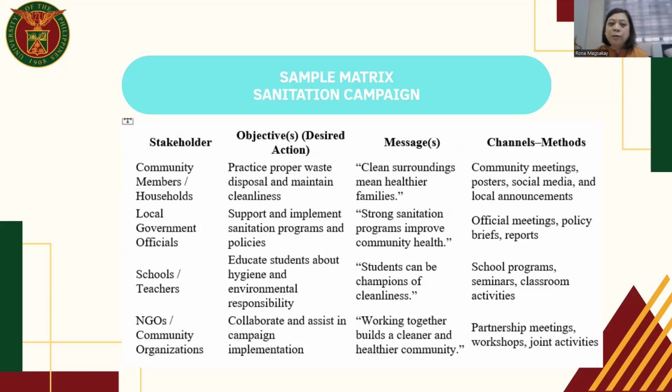Another stakeholder, NGOs, community organizations. Your objective here is to collaborate and assist in the campaign implementation. This is your message. Working together, build a cleaner and healthier community. And the channel methods that you can use with this kind of stakeholders are the partnership meetings, workshops, and joint activities. This is the sample matrix that I'll use, and I think this is a very simple way for you to understand the implementation and the objective of the stakeholders.